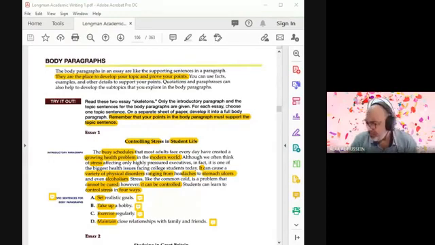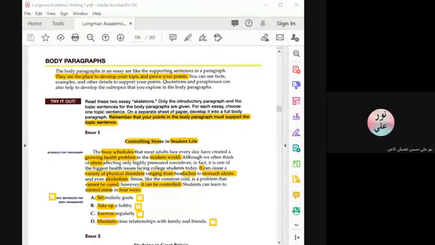Noor Ali Hussein. Excuse me, doctor. Yes, please. I have a couple of questions about body paragraphs, if you allow me. Okay. Yes, so go ahead, please.